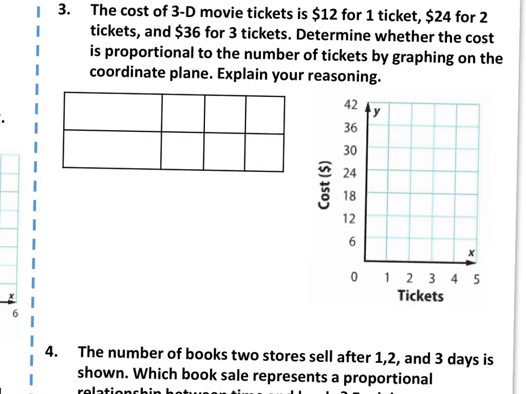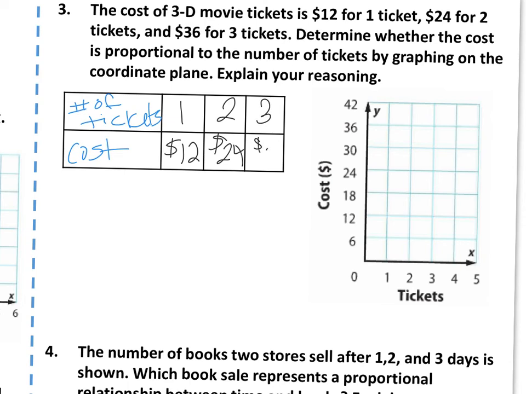Now in question 3, the cost of 3D movie tickets is $12 for one ticket, $24 for 2 tickets, $36 for 3 tickets. Determine whether the cost is proportional to the number of tickets by graphing on the coordinate plane. Explain your reasoning. So first we need to label what we are looking at. So the first one would be the number of tickets. And then the second part would be the cost. So now I know that for the first ticket, it's $12. For 2 tickets, it would be $24, and then for 3 tickets, it would be $36.